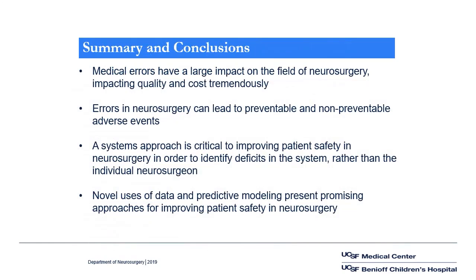In summary, medical errors have an enormous impact on neurosurgical patients and impact patient safety as well as quality and cost tremendously. Errors in neurosurgery can lead to preventable and non-preventable adverse events, and a systems approach is critical to improving patient safety in neurosurgical populations, with a focus on identifying deficits in the system rather than the individual neurosurgeon. Novel uses of data and predictive modeling present promising approaches for improving patient safety in neurosurgery.